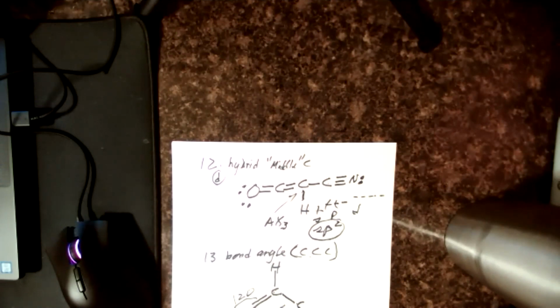because we can't see electrons, but how would they be oriented relative to each other? Well, what is this? This is AXE2. So that's three things attached. And this angle would be 120 degrees also, as would this one if we could see it, and this one if we could see it.